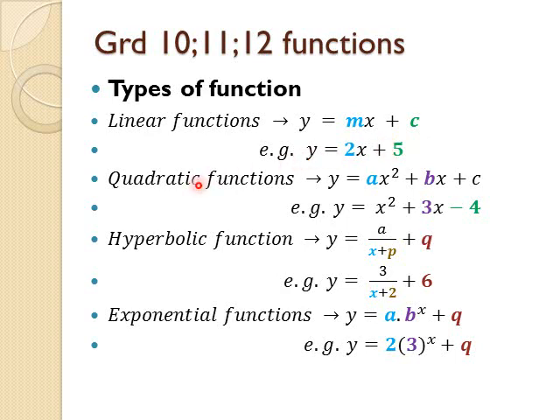Right, then we have quadratic functions or parabolas. y equals ax squared plus bx plus c, that's the general formula. We take the example y equals x squared plus 3x minus 4. The minus 4 is also my y-intercept, so this graph should make contact at negative 4. Between the linear and the quadratic, you see x to the power 1, x to the power 2.